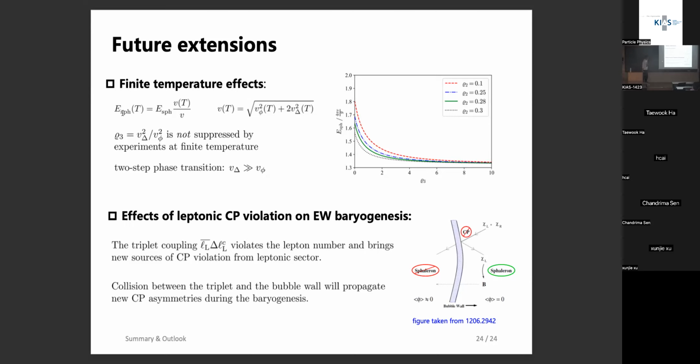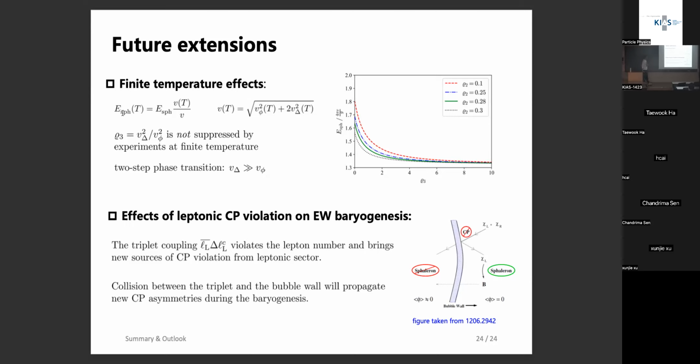Okay. Another possibility is to consider the two-step phase transition. In the two-step phase transition scenario, at the end of the first step, the VEV of the triplet can be much larger than the VEV of the doublet, which means it can lead to more significant corrections to the Sphaleron energy compared with the standard model case.